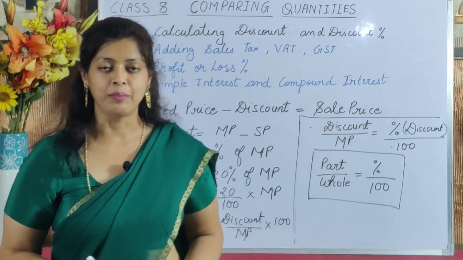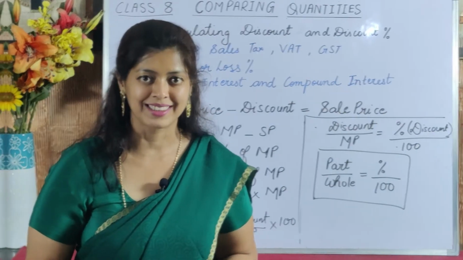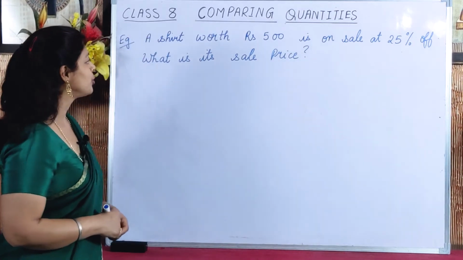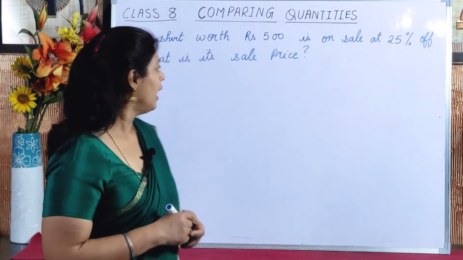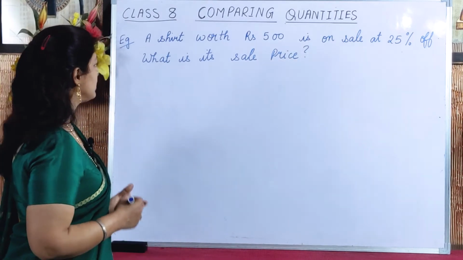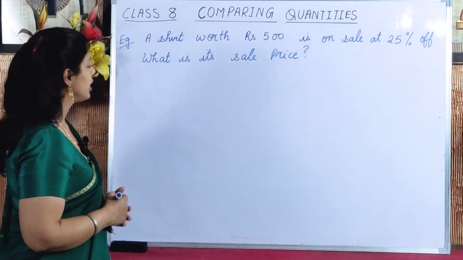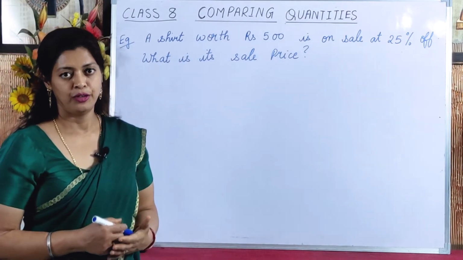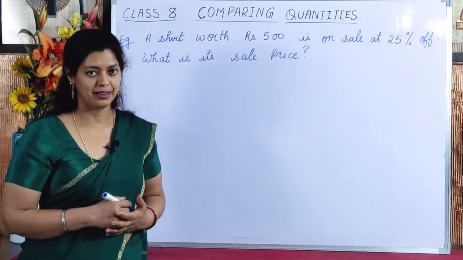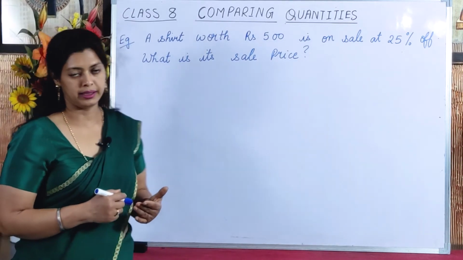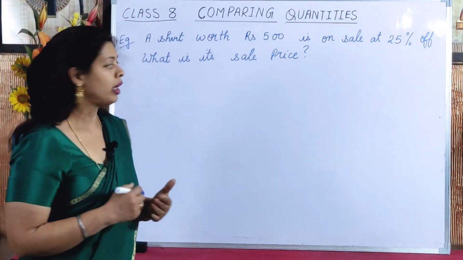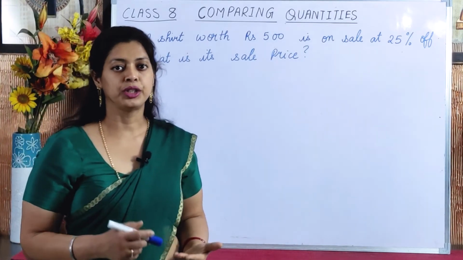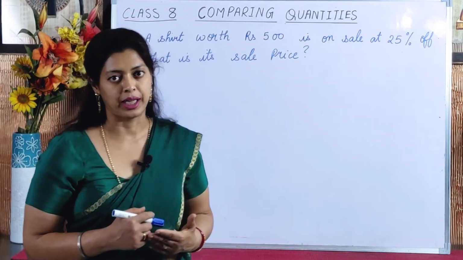We'll understand the concept by solving a couple of examples. So we start with a simple example. A shirt worth rupees 500 is on sale at 25% off. What is its sale price? So here we are given that the original price or the worth of the shirt is rupees 500, which is nothing but the mark price of the shirt. And also you are given the discount percent, which is 25%. You are required to find the sale price.